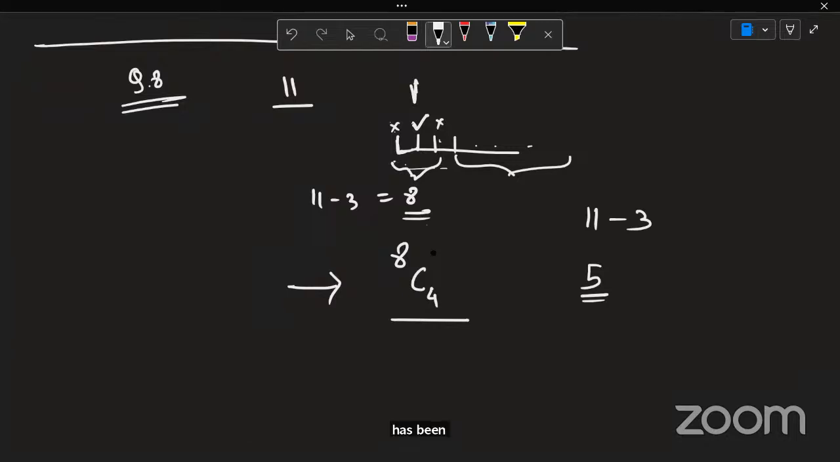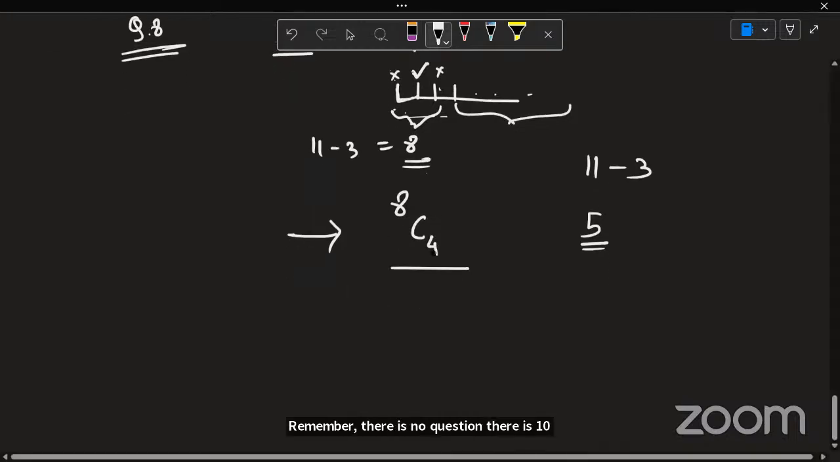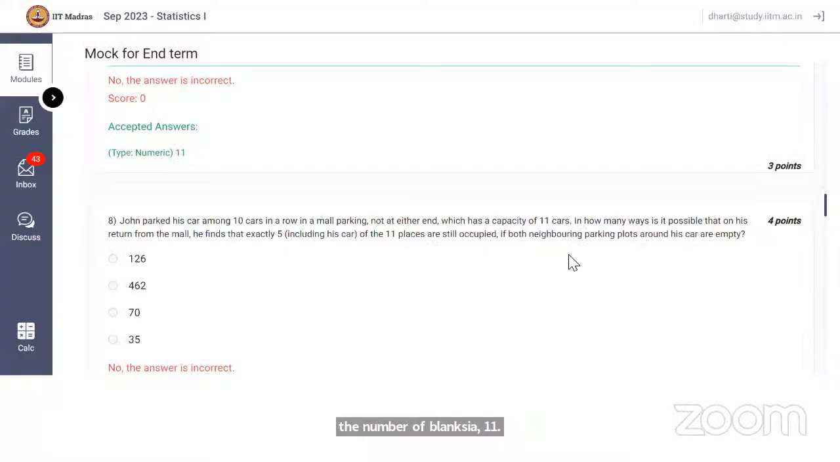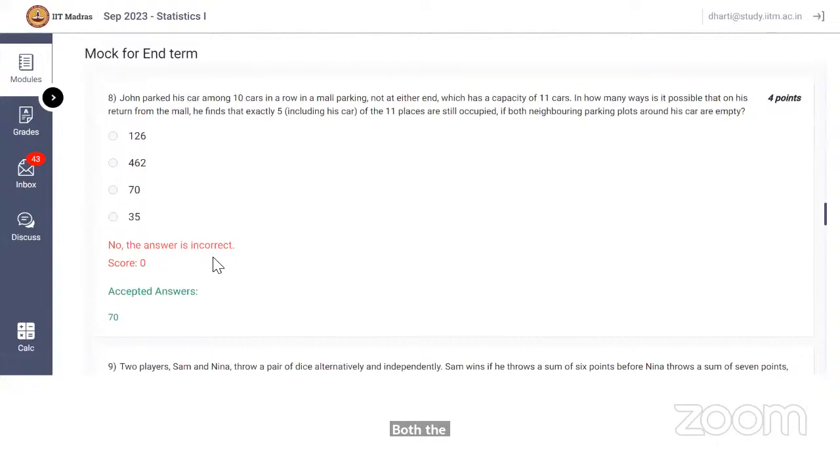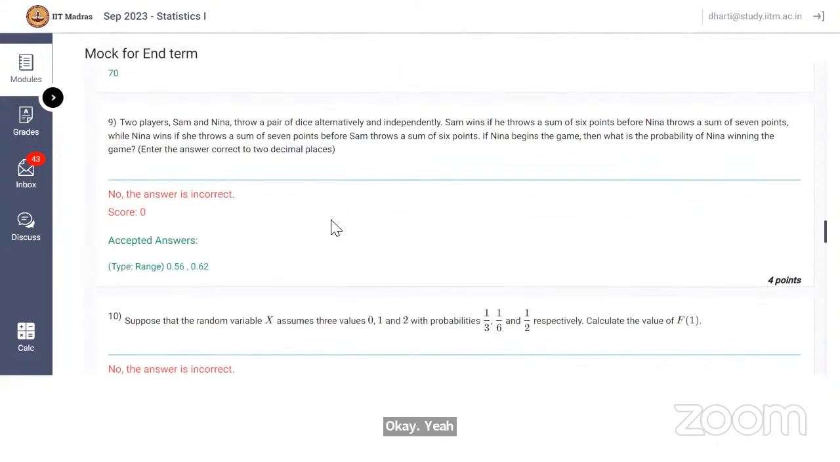Ma'am, but in the question there are 10 cars, which means the number of blanks here is 11. That is okay, but the question also says that the 2 end sides are excluded for this particular person, John only. John will not park his car on either end. Someone else may. Okay, ma'am, understood. So once you calculate, 8C4 will give you 70, right? Okay.